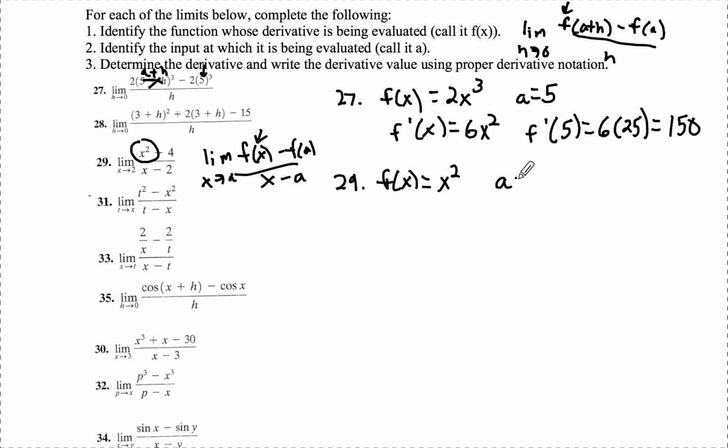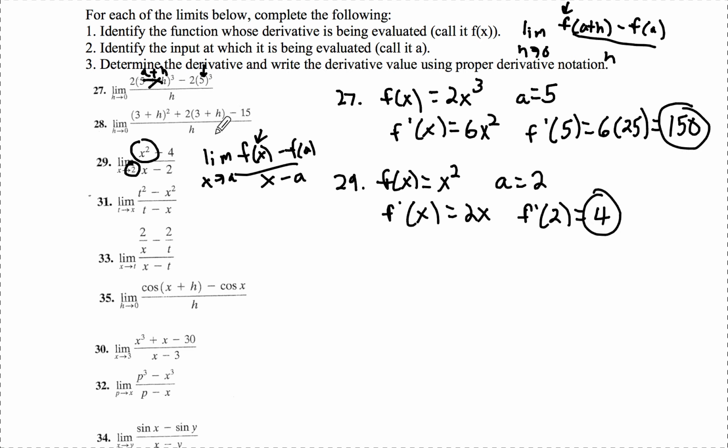At what a value? The a value is nice. It'll be right there in this limit definition. So a is 2. So f prime of x is 2x. F prime of 2 then is 4. There is always, always, always a limit definition of a derivative question on the AP exam. Always. You don't have to do it using the limit definition. You can use your derivative rules, but there's always a question there.